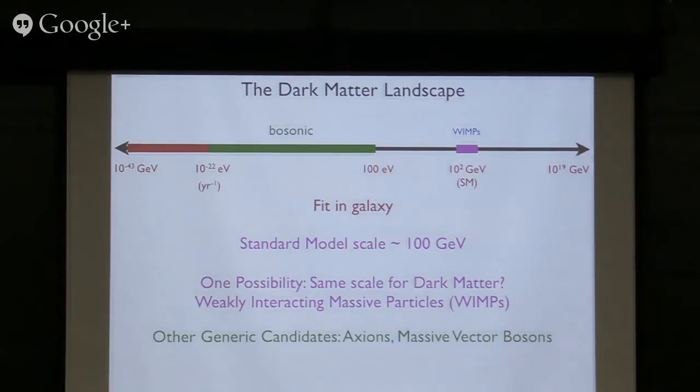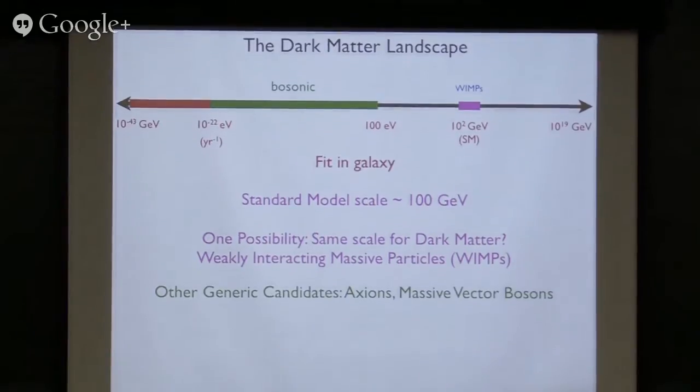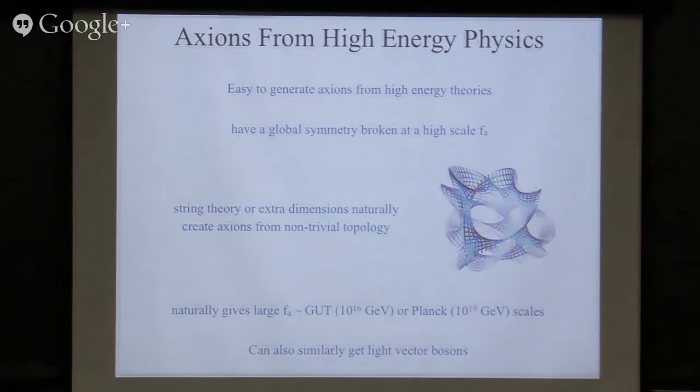There are other very reasonable candidates from particle physics, things that are easy to get. Those are called axions and massive vector bosons. These are also very easily dark matter candidates. And to tell you how easy it is to get these things as dark matter candidates, let me give you a one slide summary of what an axion is. All you have to do is mumble the following words. There's a global symmetry broken at some high scale f_a. That's all you have to say. That gives you an axion.